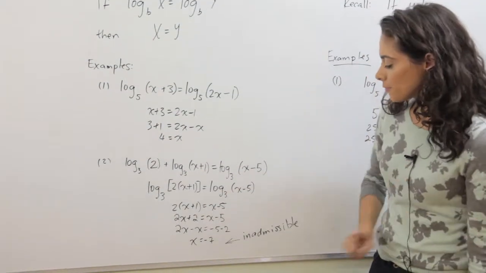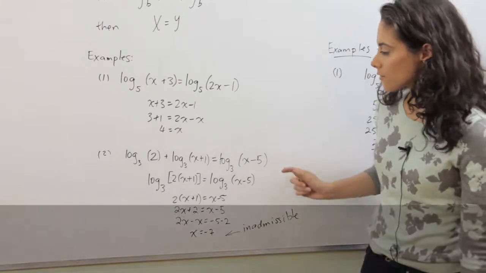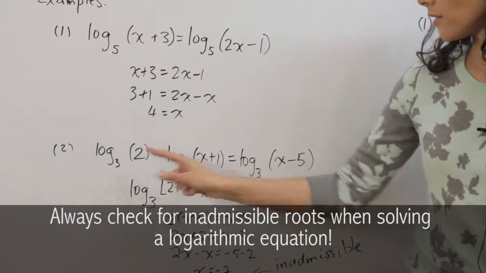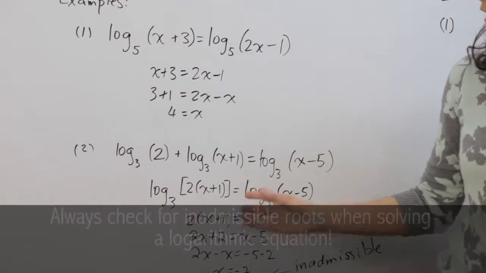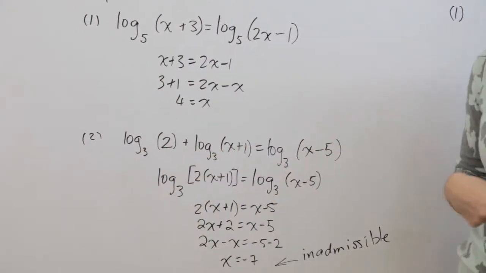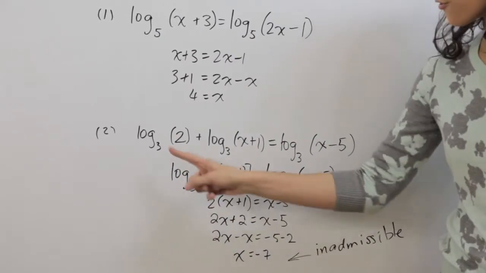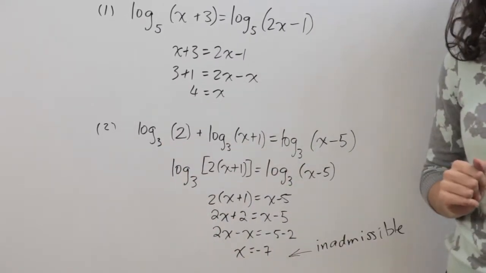In the second example, we're going to end up with one that doesn't work. So let's walk through it. First off, I have two logarithms on this side, both base 3. I no longer have one logarithm equal to another logarithm like I had in the first example, so first thing I have to do is simplify this, turn two logs into one using the laws of logarithms we've learned.